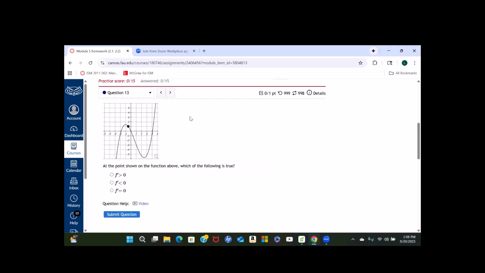Rising things. I want you to understand. Here's a new question. Similar concepts. And this one is asking us what the derivative of that graph is. It says at the point shown, so you see the point, which of the following is true? The derivative is greater than 0, the derivative is less than 0, or the derivative is equal to 0.